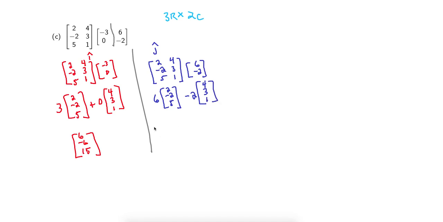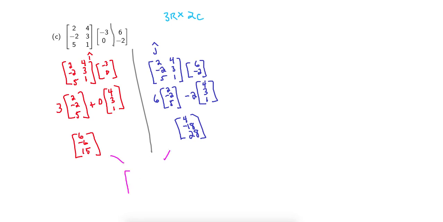We can just do this individually here. We get 12 minus 8 is 4. -12 minus 6 is -18. And 30 minus 2 is 28. So j hat is going to land here. Notice when we multiplied this matrix by this matrix, we went up a dimension. Now i hat has 3 components to it. So it's possible we can jump dimensions.